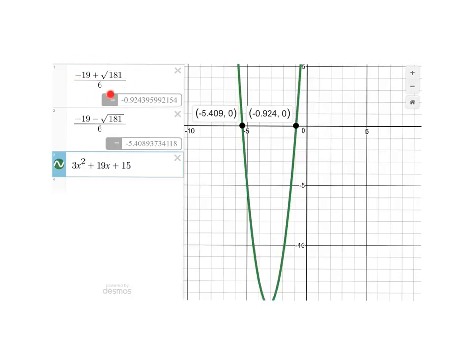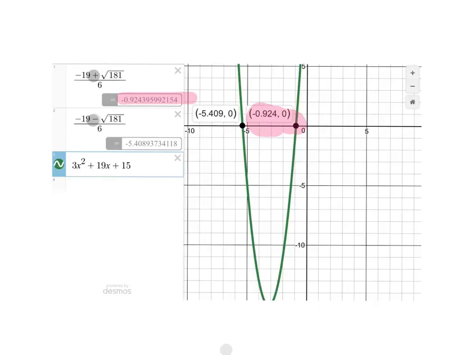So if you'll notice over here, I typed in negative 19 plus the square root of 181 over 6, and I typed in negative 19 minus the square root of 181 over 6. So I took the two numbers we'd gotten on the previous page, plus sign one time, minus sign the other time. That's it. The only difference between these problems is that one's plus, one's minus. And for the first one, we got an answer of negative 0.9243. And if you look at your x-intercepts, this first x-intercept right here is negative 0.924. They're the same thing. They're literally the exact same thing.